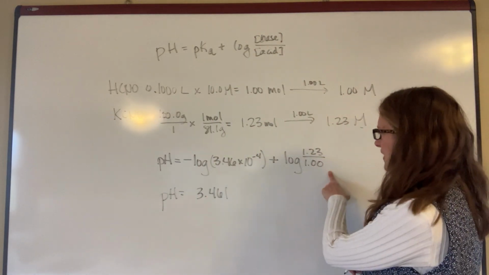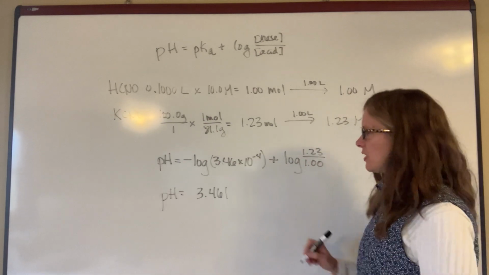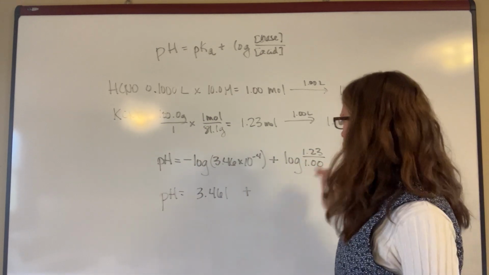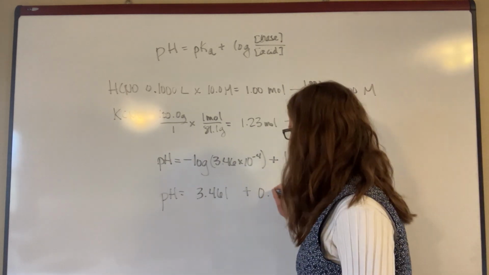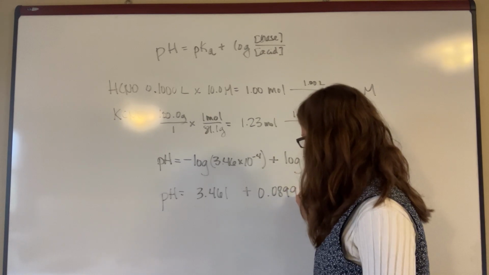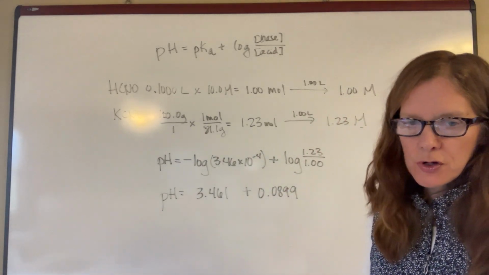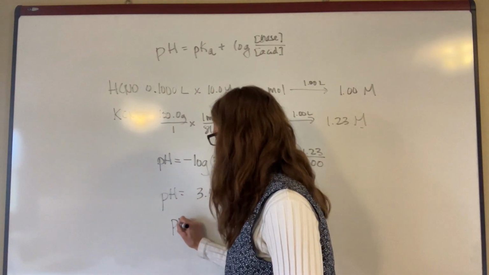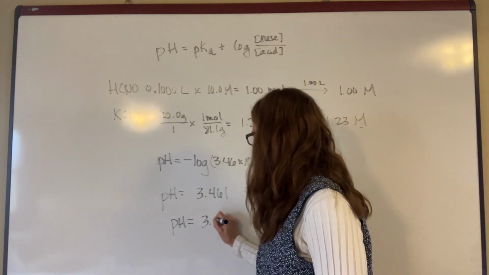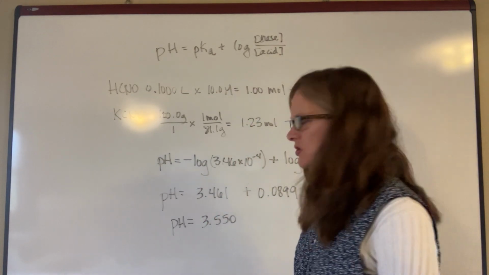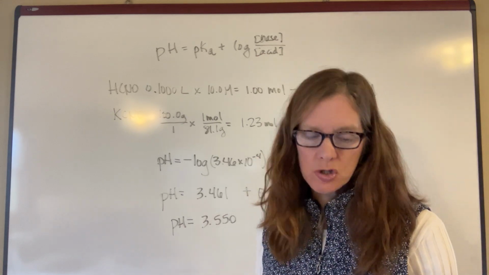This, I'm going to divide that out, which obviously is 1.23. Then you're going to hit the log. And to three significant figures there, that's going to be 0.0899. Okay. And then I can add those two together, and the pH then is going to be 3.550.